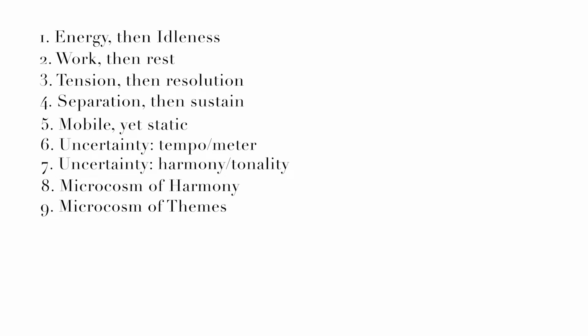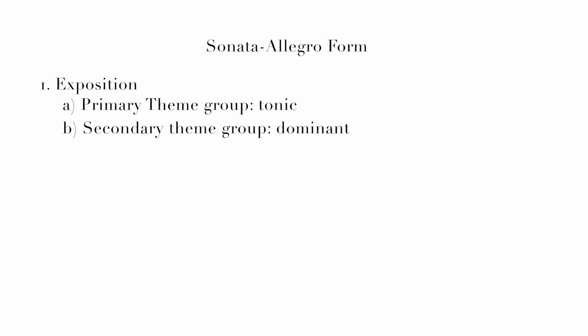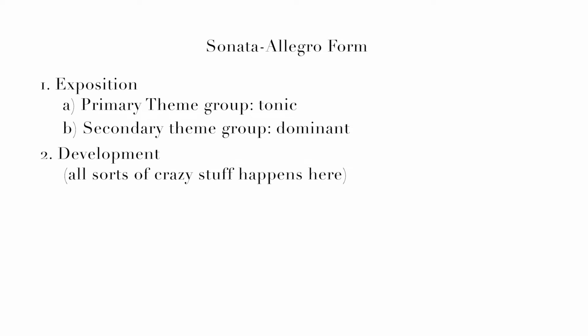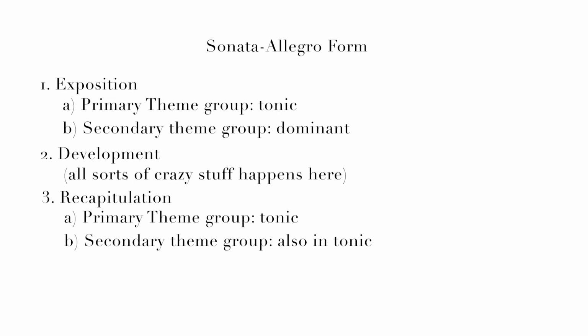The opening motif is also a microcosm of the form. In the classical sonata form, we have 3 main parts. The exposition, where the themes are introduced or exposed. The development, where the theme is developed. And the recapitulation, where the themes are usually repeated in their entirety.